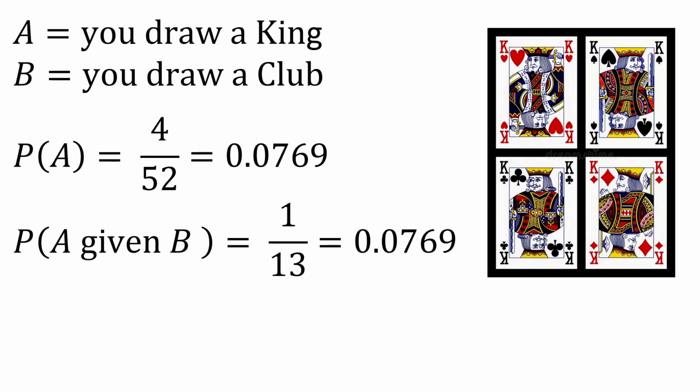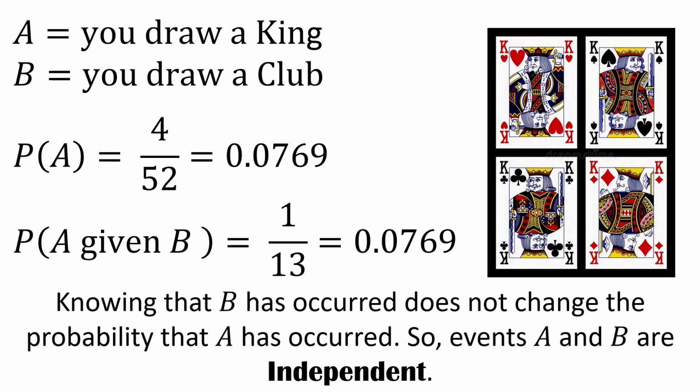And so you notice you get the exact same probability. This is telling you that the probability of A does not change when you're told that B has happened. And therefore, A and B are independent events because the probability didn't change. So knowing that B has occurred does not change the probability that A has occurred, so events A and B are independent.